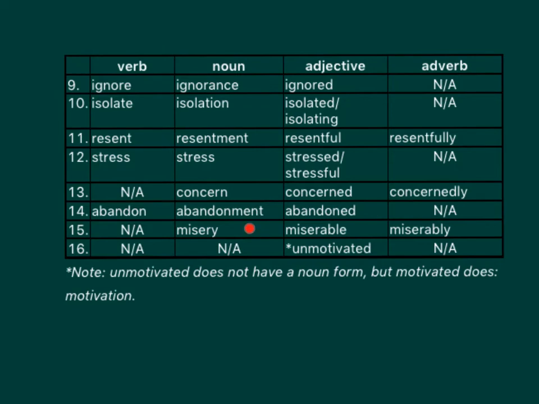Number 15, the noun is misery. Adjective, miserable. Adverb, miserably. Number 16, the adjective is unmotivated. Note that the word unmotivated does not have a noun form, but the word motivated does. It's called motivation.